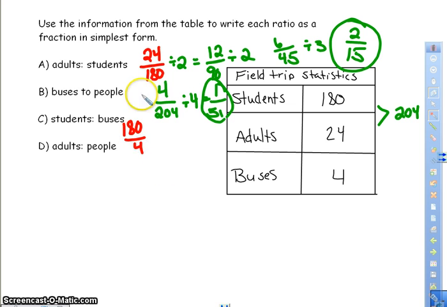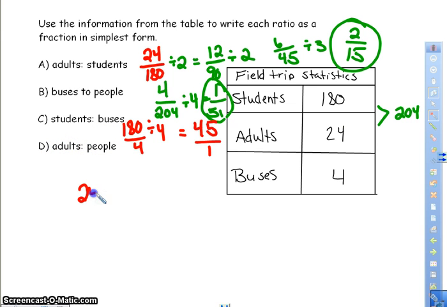So I'm going to simplify this once again. I can divide by 4, it looks like. And I get 4 goes into 18 4 times, with the remainder of 2, 45. Okay, students to buses, there are 45 students for every one bus. Okay, and the last one, adults to people.